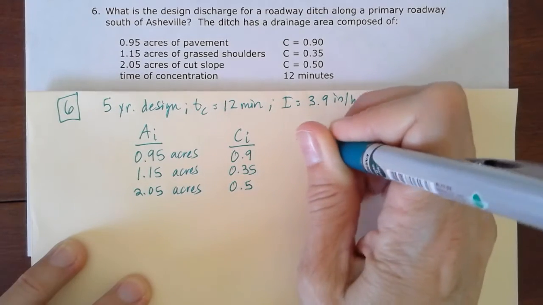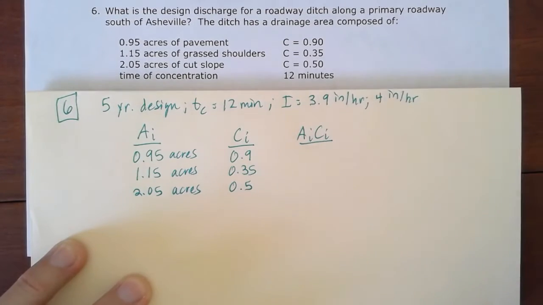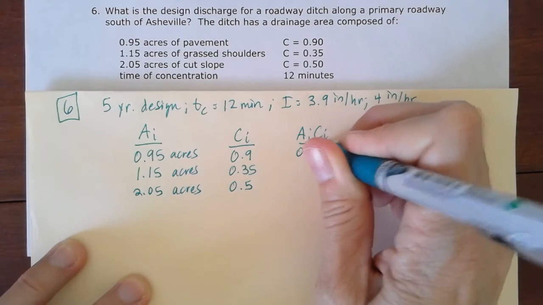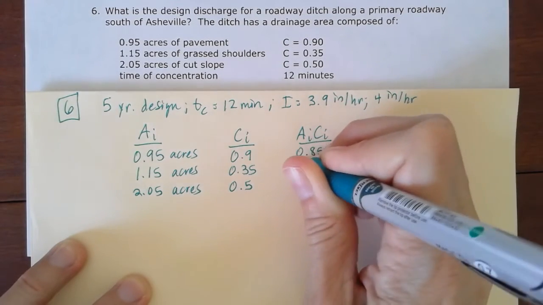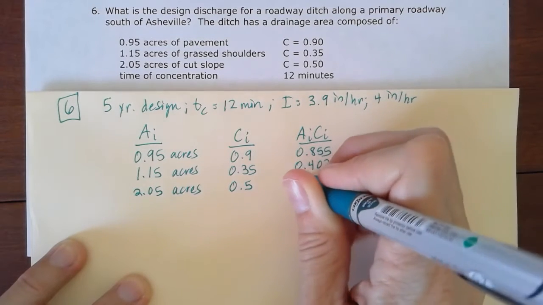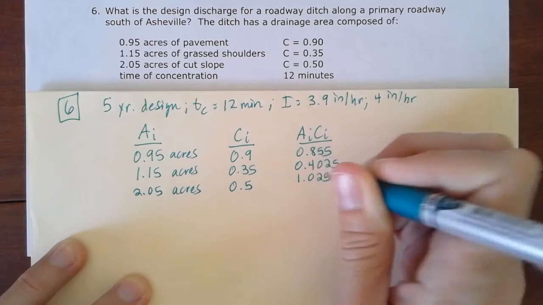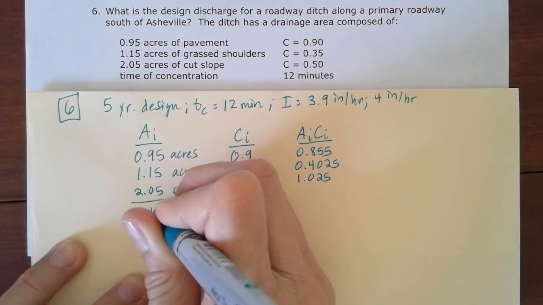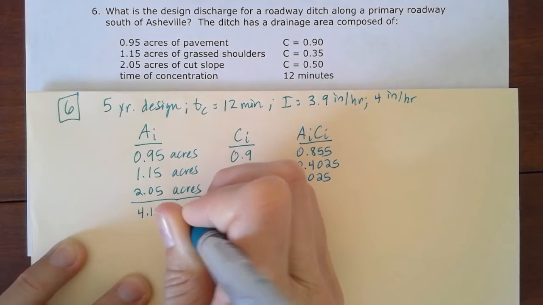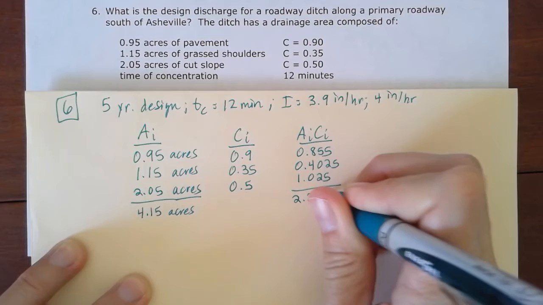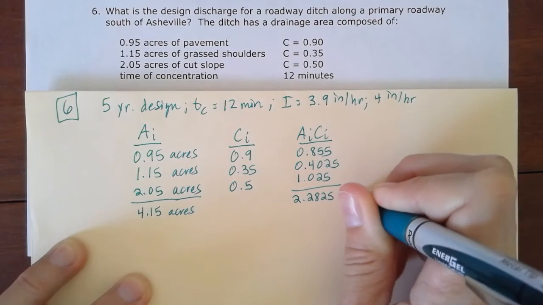And then we'll go ahead and multiply each of those individual areas by its individual coefficient. For the first one, we get 0.855, second one 0.4025, and the last one 1.025. And we'll add up our first column, so it's a total of 4.15 acres. And then add up our last column, we get 2.2825, and that's also acres times that coefficient.